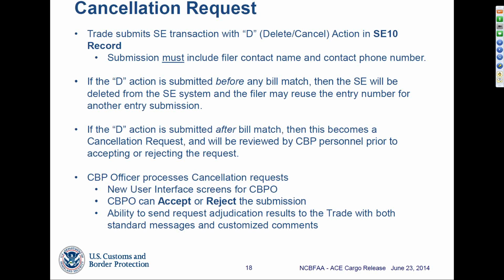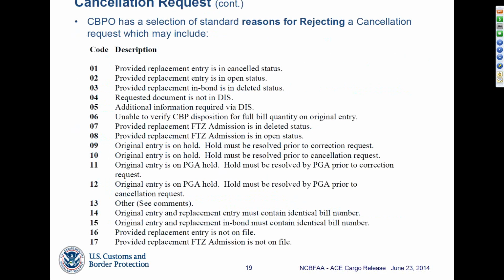They can give you standard reasons for rejection, and they can also provide you text, which I have seen in real production, where the officer sends out, please contact Supervisory Entry Specialist Smith at this number to further discuss. So the officer is using this as a good tool for communication as well. So what are some of these reasons that we may reject this cancellation request? You provided the entry that's in cancel status.